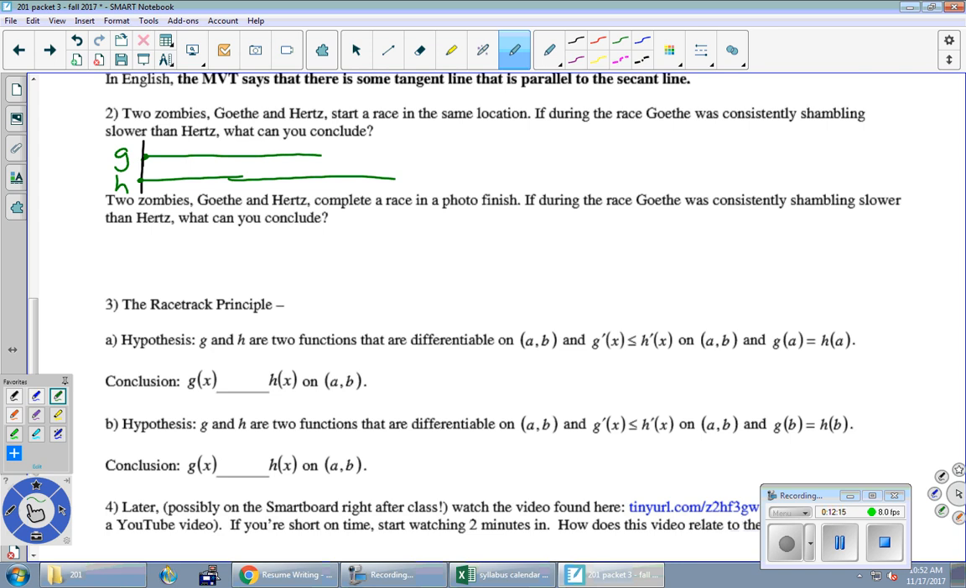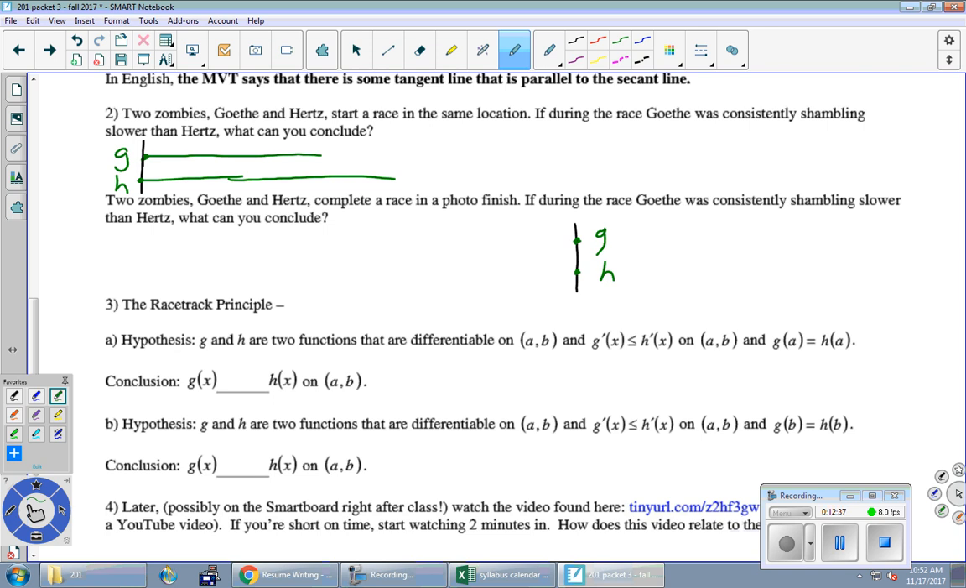They complete a race in a photo finish. So I'm not telling you they're starting at the same spot. I'm saying they're ending at the same spot. So let's end them at the same spot. G here, H here. Same as before, Goethe was consistently slower than Hertz. Same speed kind of thing.